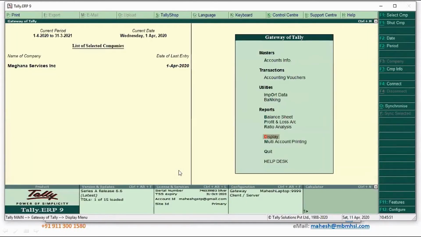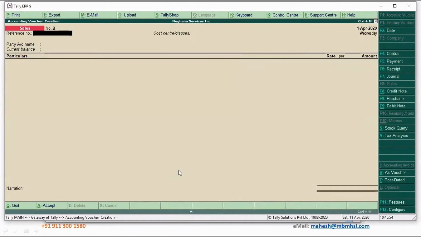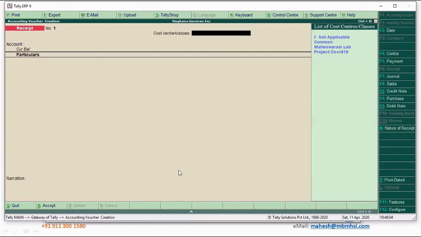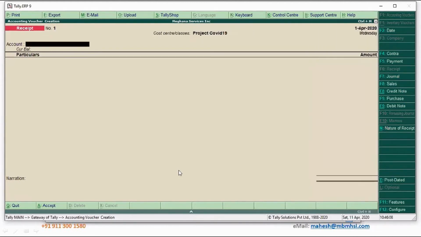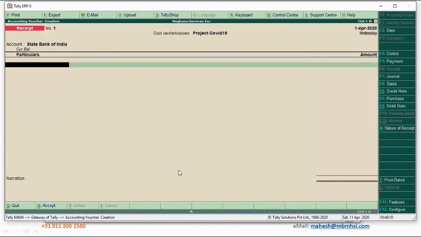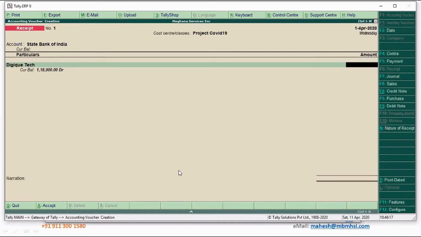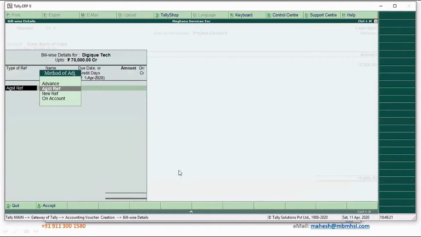Now let me say on 5th of April, against this I received money. Against the invoice that I had raised, of 1 lakh rupees, I am receiving money. So again, I'm saying against which project it has to account. I'll say it's against project COVID. State Bank of India. From which customer did you take? So 1,18,000. Out of that, for example, I have received 70,000 rupees. Partial payment I have received.